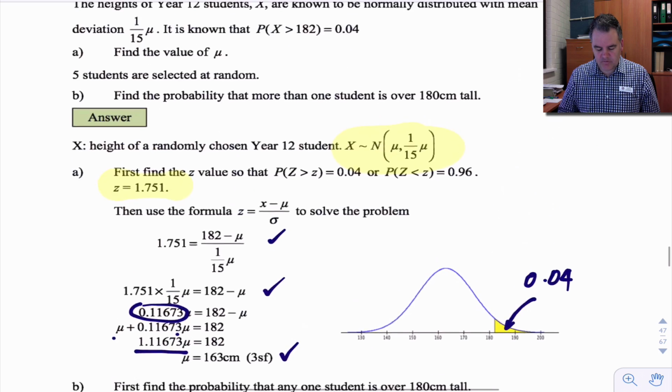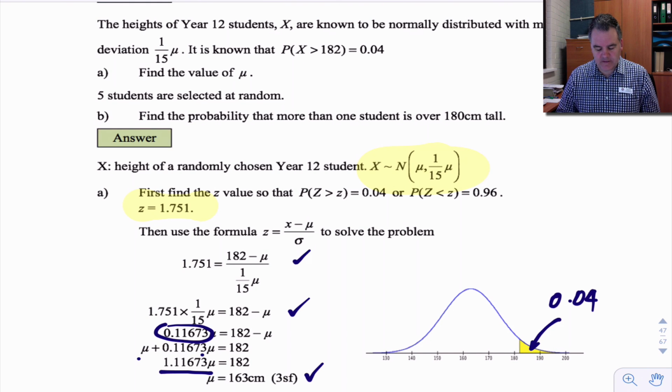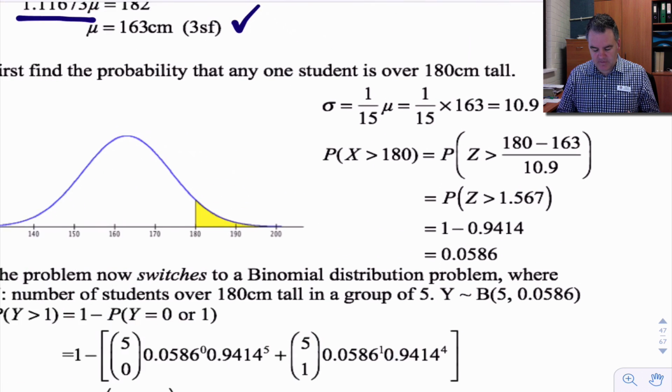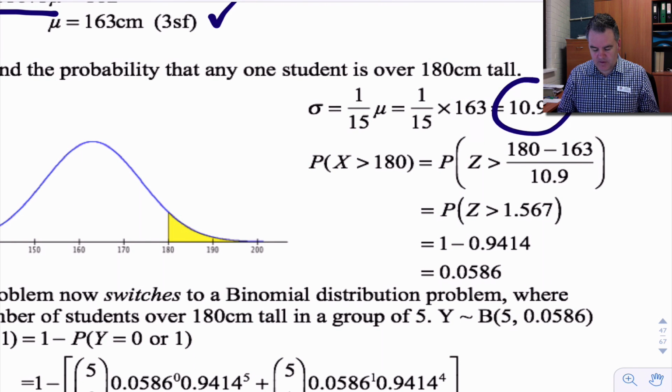Second part of the question says 5 students are selected at random. Find the probability that more than one student is over 180 centimeters tall. Okay, so more than 180 centimeters tall. This is a standard problem where we now know the mean. We know the standard deviation is 1/15 of the mean, so therefore we know the standard deviation is 10.9, and we just want to know what's the chance that we're more than 180.